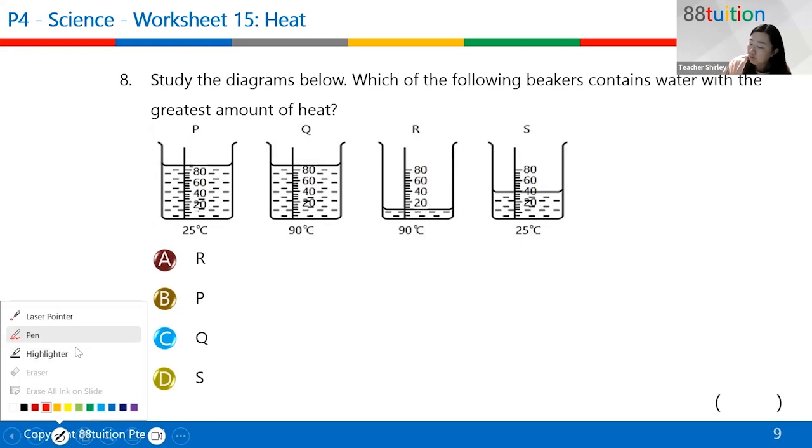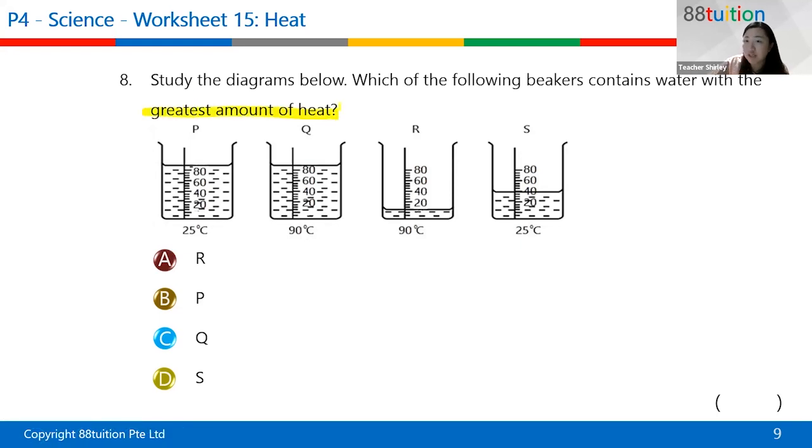Greatest amount of heat is what we want to look for. Now, these two are 90 degrees. Oh no, not P. It is Q. Yes, it's Q because the temperature is the most as well as the volume is the most. The volume actually affects the amount of heat energy in a substance. So that's B. Answer is B. Good. Any questions so far?